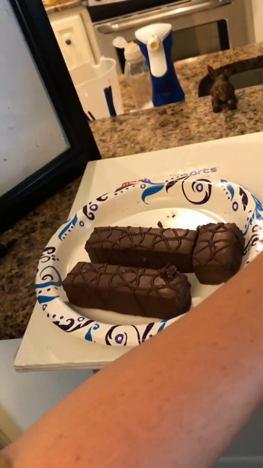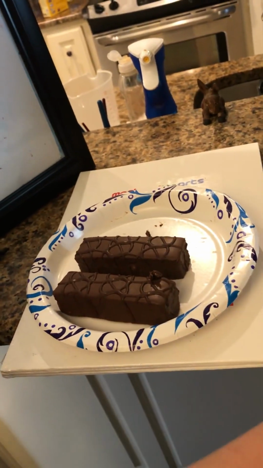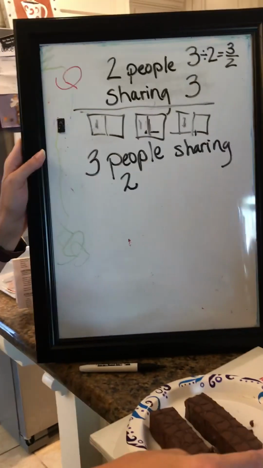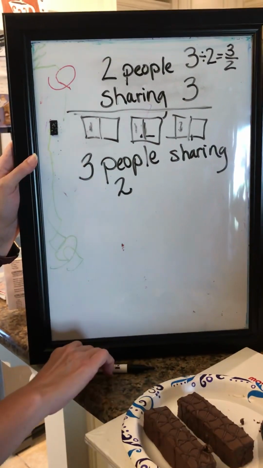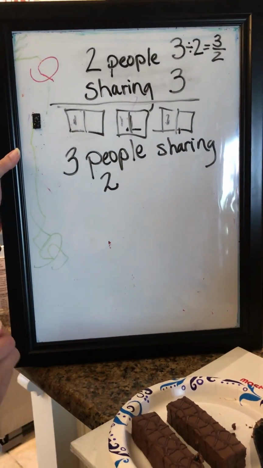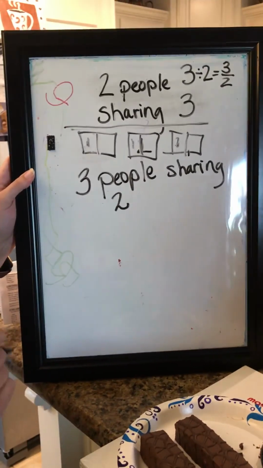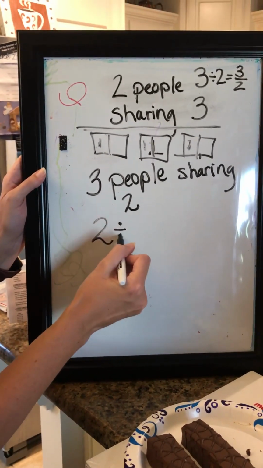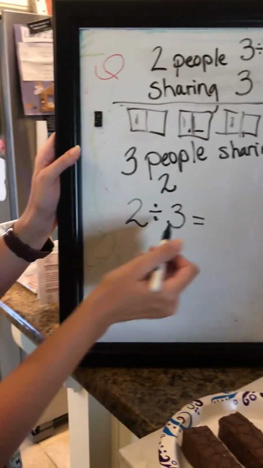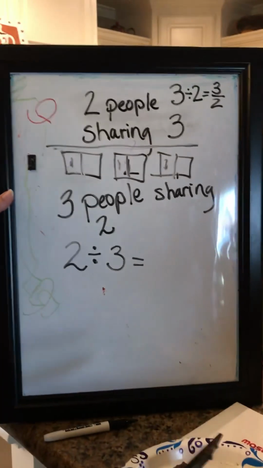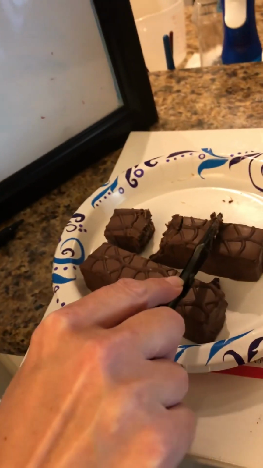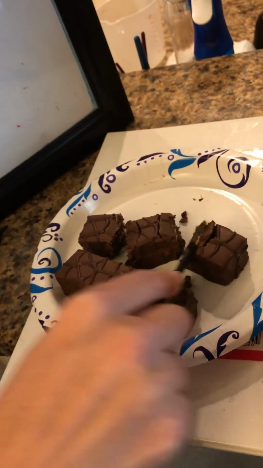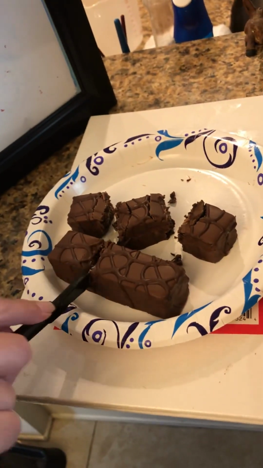Now the second problem, we're going to say that we have 3 people sharing these 2. So now that I've got 3 people sharing these 2, I have less Little Debbie cakes. So my equation is going to be 2 divided by the 3 people. So I'm going to go ahead and cut these up like that. I'm going to cut it into thirds. And I'm not cutting too good there, but I want to think of this as being equal pieces.